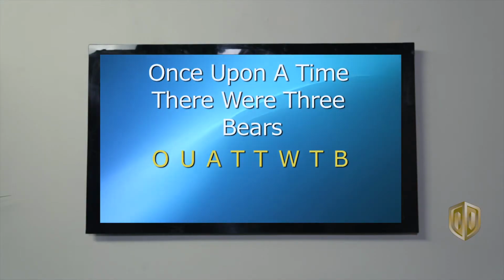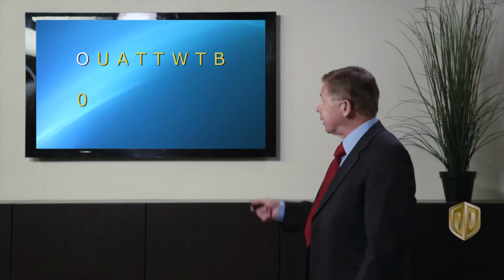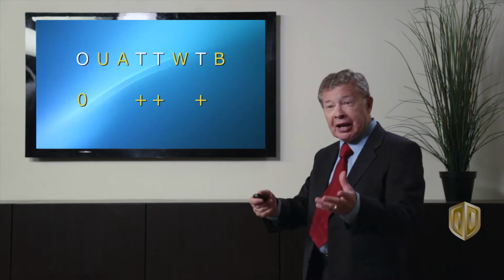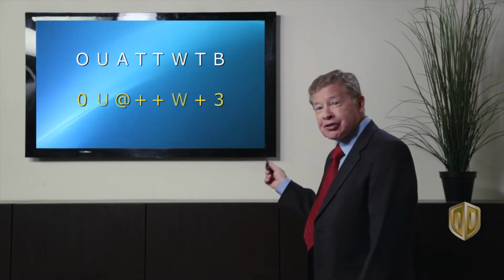Now, how can we spice this up? You could use a 0 for the O. Okay, we can add plus signs for the T's. Anything else? The B looks like a 3. And you could use an @ sign for the A. Now we have a secure passphrase.